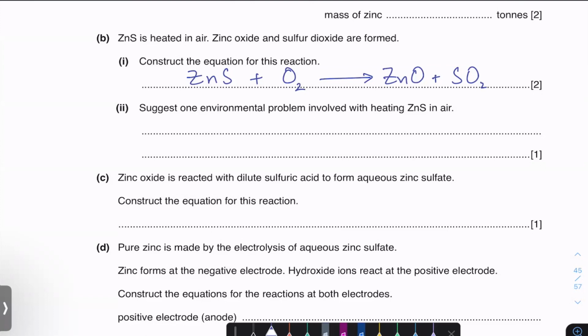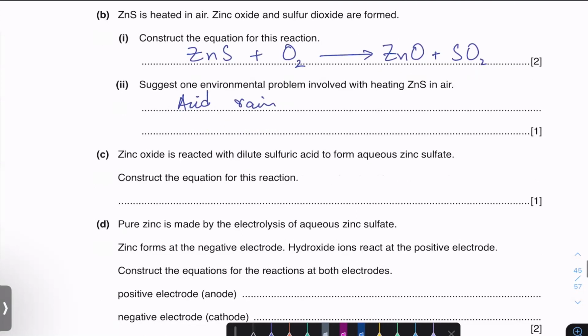Suggest one environmental problem involved with heating ZnS. Look at this thing. Sulfur dioxide dissolves in water to make acid. So हम लिखेंगे that the problem is acid rain. Detail देने की जरूरत नहीं है, उसने सिर्फ suggest कहा है, उसने explain नहीं कहा.